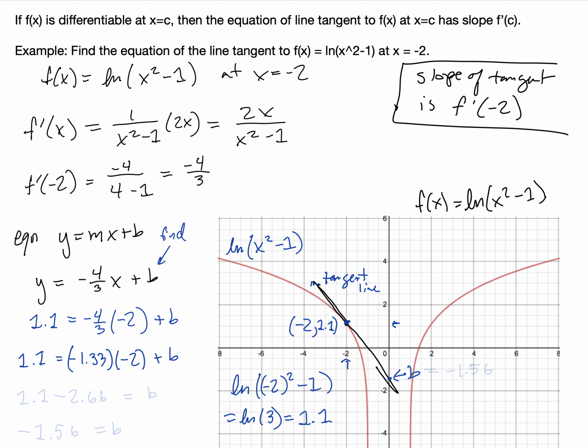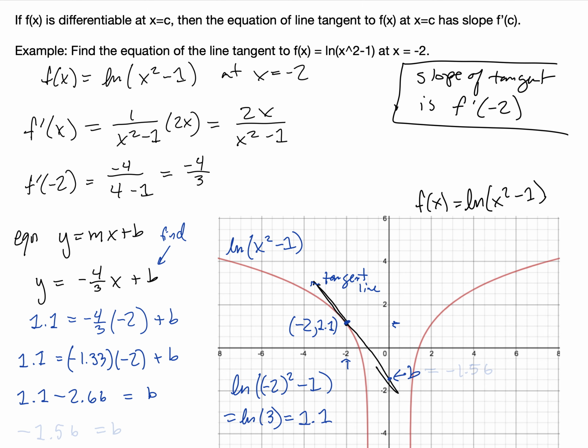So that becomes 1.1 is equal to positive 2.66 plus b. To solve for b, I can subtract the positive 2.66 over to the other side. So 1.1 minus 2.66 is equal to b, the y-intercept.